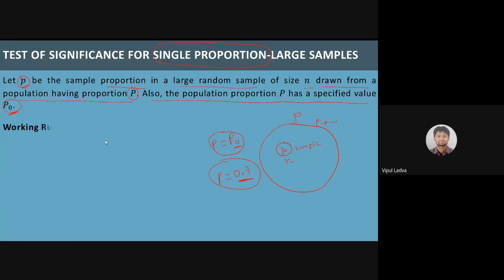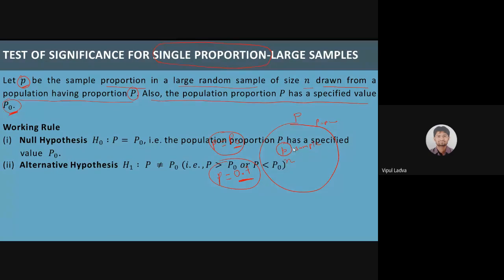So what are we supposed to do in this particular test, what is the working rule? First, we set the null hypothesis. We accept the specified value for the population proportion, that is, assume P is equal to P naught, so the population proportion has that specified value. That is the null hypothesis, and based on that, we set an alternative hypothesis.